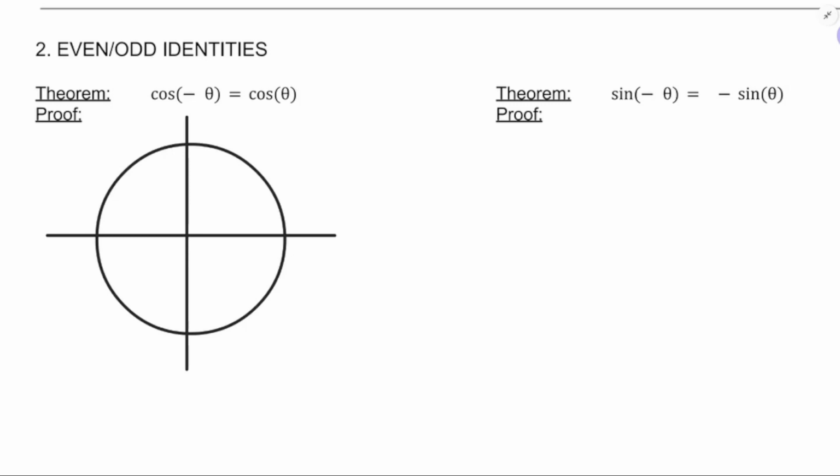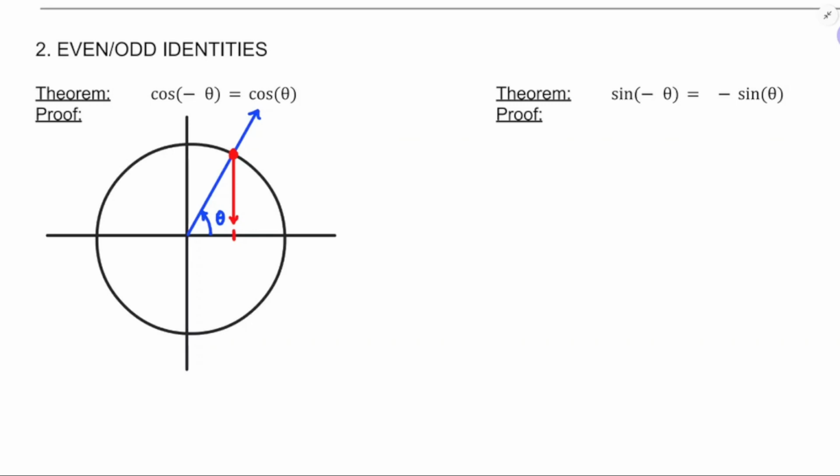All right, now let's talk about the even and odd identities. So the first one says cosine of negative theta equals cosine of theta. And so I'm just going to start by thinking about an angle theta, right? And drawing the terminal ray of that angle. And it's going to intersect the unit circle at some point. Now the x-coordinate of that point, that's going to give us the cosine of angle theta. So I'm just going to mark that off on the x-axis right there.